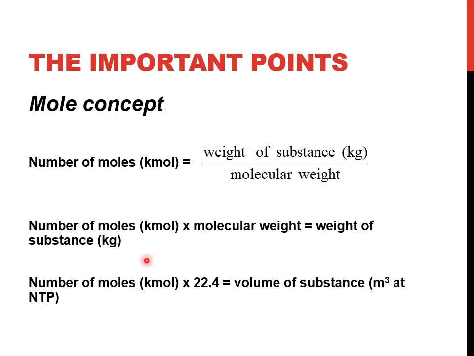So number of moles multiplied by molecular weight will give the weight of the substance in kg if it is kilomoles. Similarly, if we multiply kilomoles by 22.4, then we get the volume of that substance in meter cube at NTP.